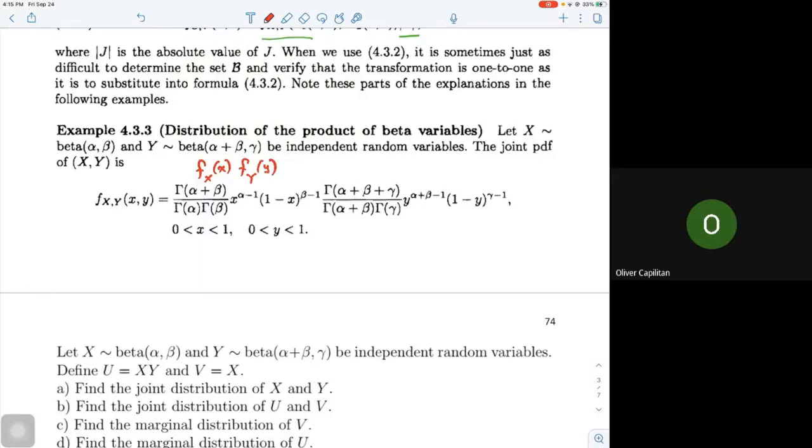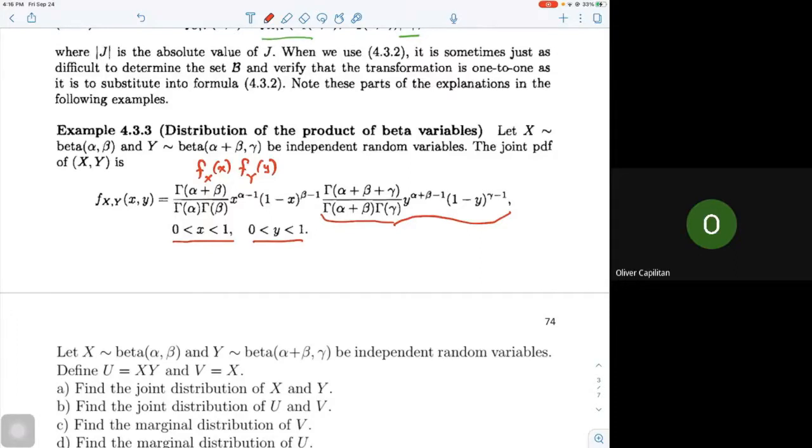So if x has a beta(alpha, beta) distribution, we have here gamma of alpha plus beta over gamma of alpha gamma of beta, x to the alpha minus 1, and then 1 minus x to the beta minus 1, for the value of x between 0 and 1. And for y that has a beta distribution with parameters alpha plus beta and gamma, this is its probability density function on the values of y between 0 and 1 exclusive.